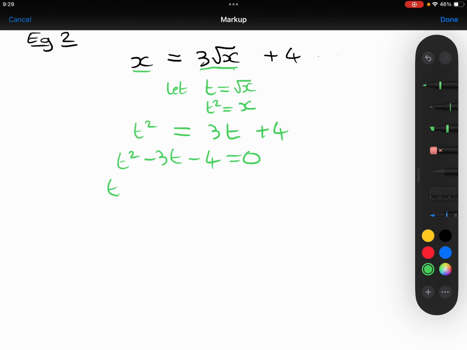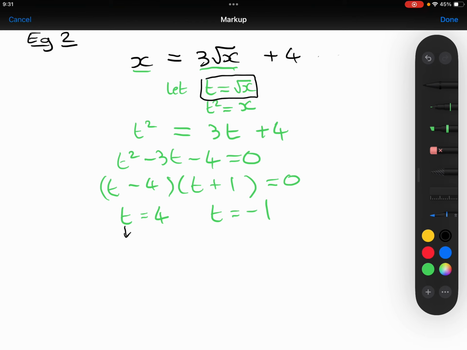And now I'm going to factorise that to solve. And we're going to have a minus 4 and a plus 1. So t is either 4 or t is equal to minus 1. But remember, I don't want to work out t, I want to work out x. So I then need to think, well, what was t? It was root x. So actually, I'm saying that root x is equal to 4, or root x is equal to minus 1.